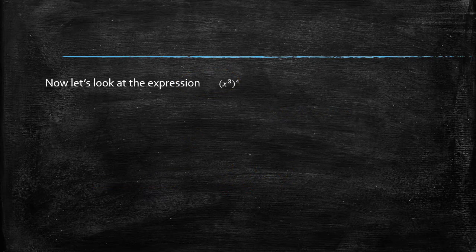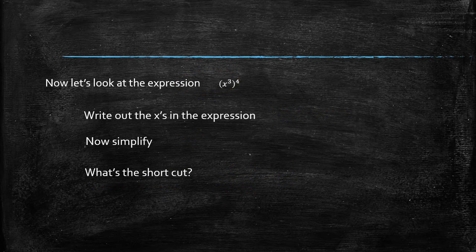Okay, next, let's say we have x cubed raised to the fourth power. So we'll do it again. We're going to write this out. So x cubed to the fourth power means multiply x cubed by itself 4 times.